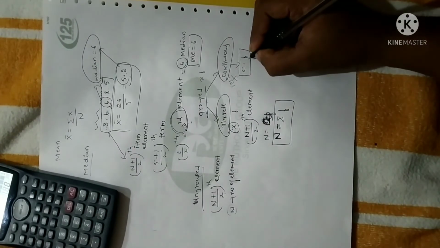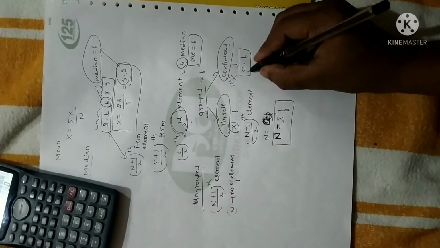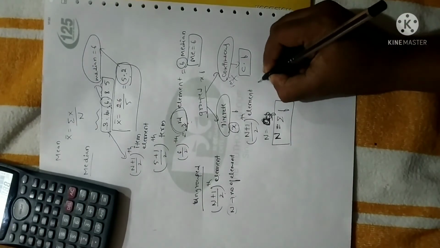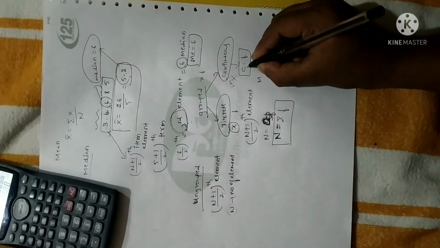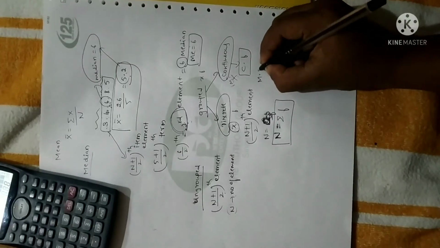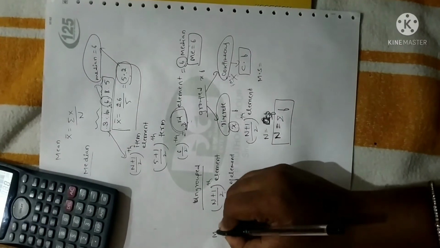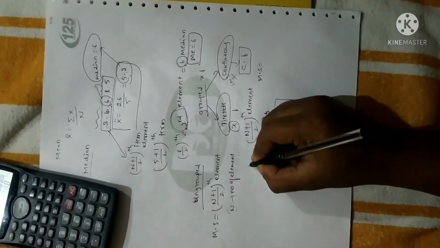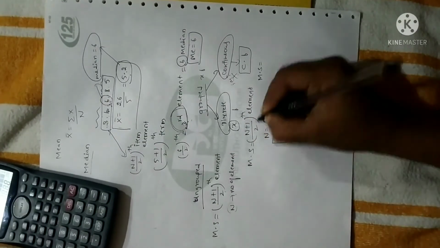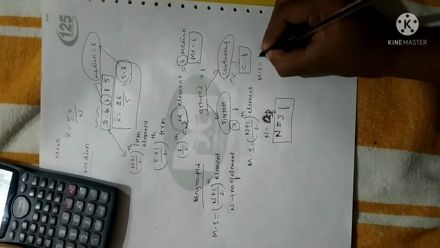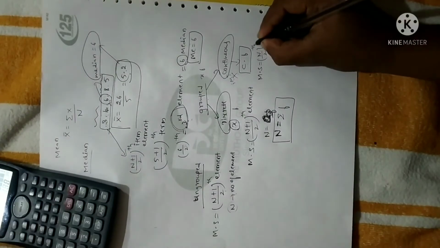While solving the problems, I'll explain the concept of cumulative frequency, but you just remember the formula. We are going to distribute the data based on a cumulative frequency. Here the median size will be n plus 1 by 2. Here also median size is n plus 1 by 2th element. But in this case median size will be n by 2th term.